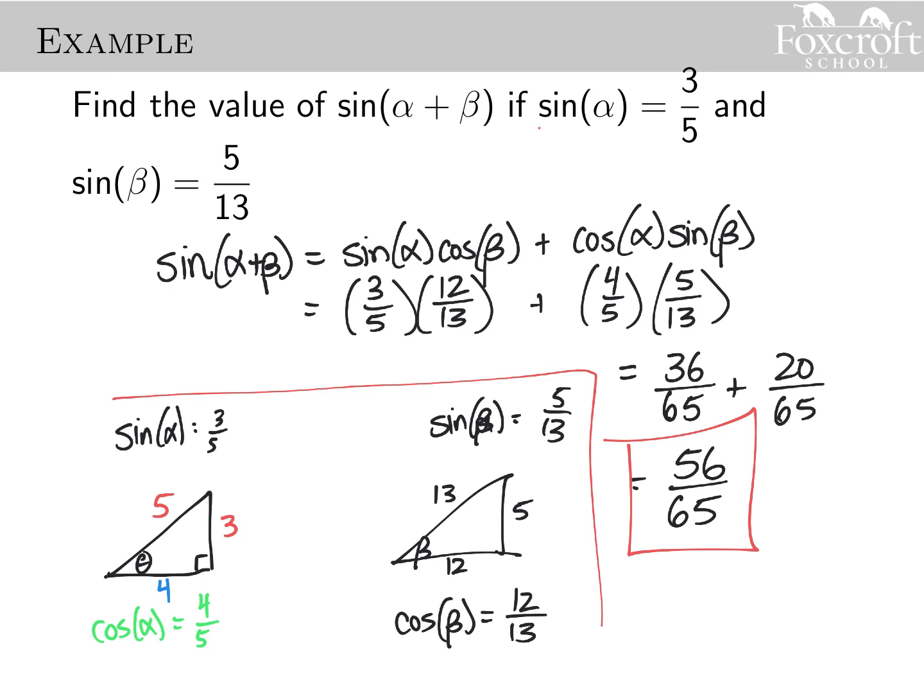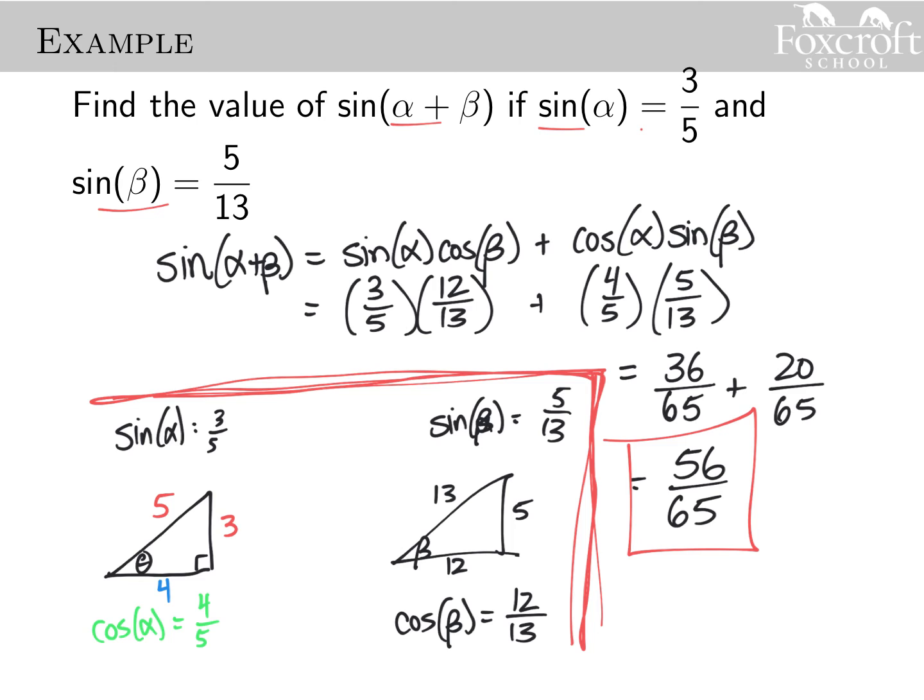So if I know the sine of these two different angles, I can figure out the sine if I added those two angles together. And that's how we do it. We just use the formula that was on the previous slide, and we have to do a little bit of extra work because we're not given the cosine values, but we can always find those using SOHCAHTOA to our advantage. SOHCAHTOA and the Pythagorean theorem.